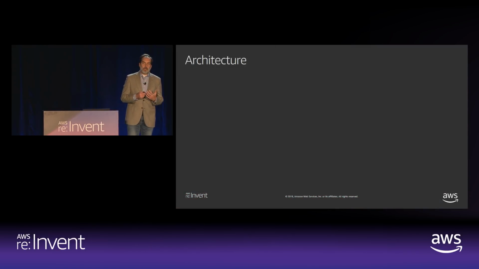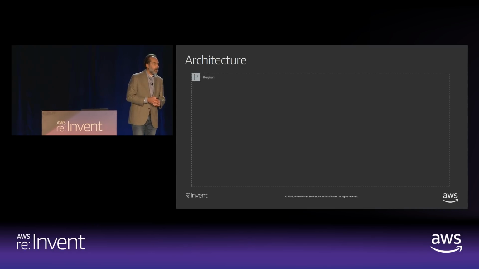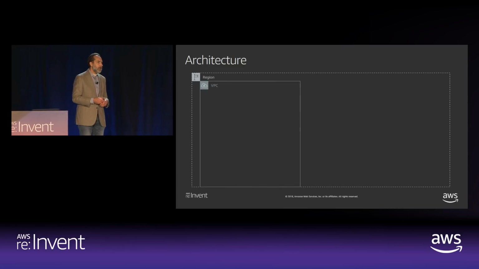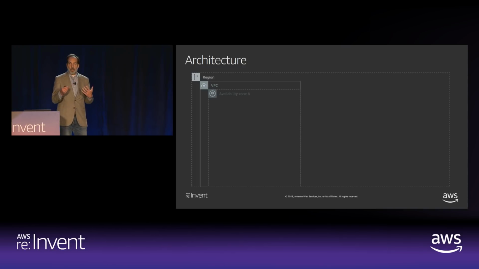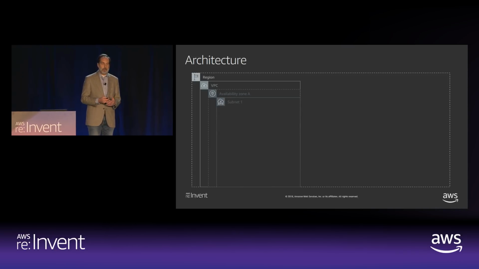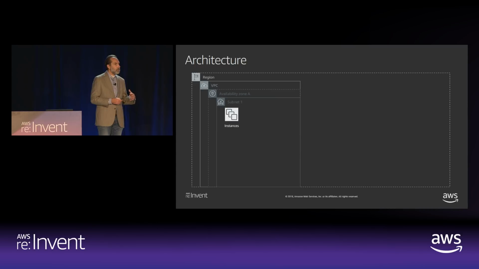So let's walk through a typical architecture of what I just did. Okay, so we start out with a region. Again, we're available in 4 regions today. Within that region, you have a VPC. Within that VPC, you're going to have multiple availability zones. In this case, we're just going to show one. Within that AZ, you have subnets. All right, so you have your Windows instances, your clients that are going to be accessing this file system.